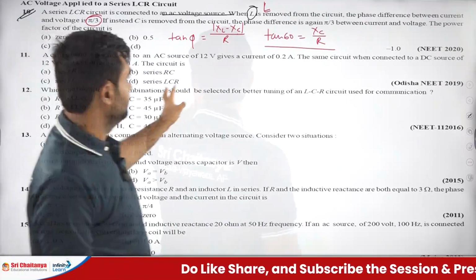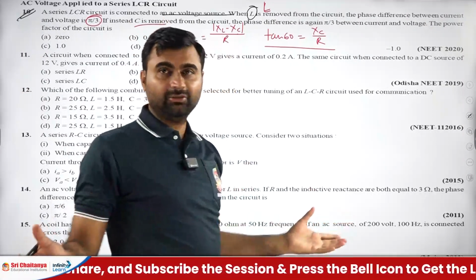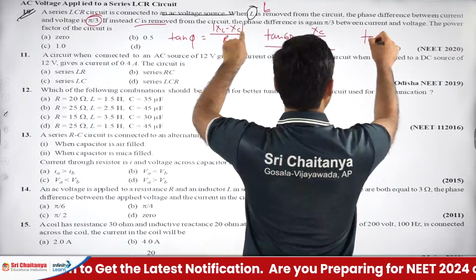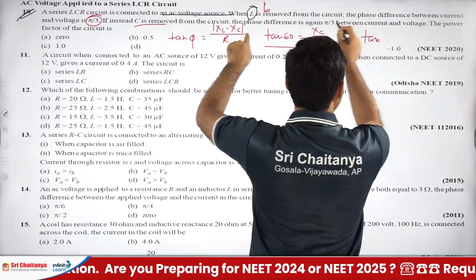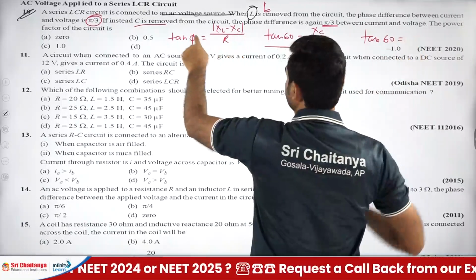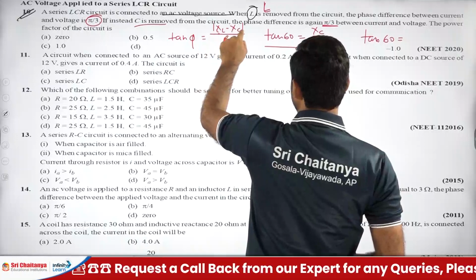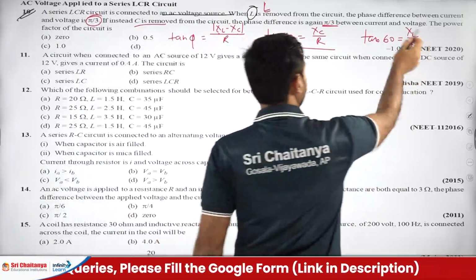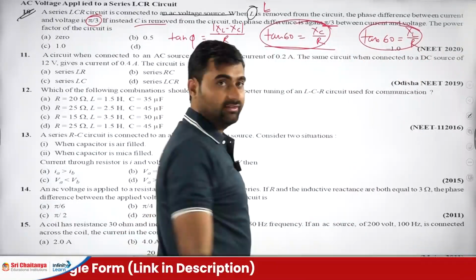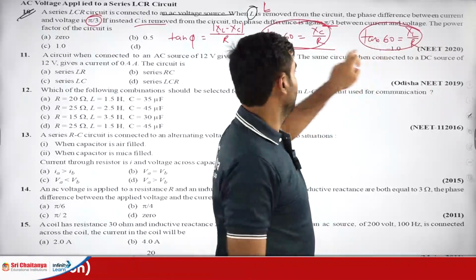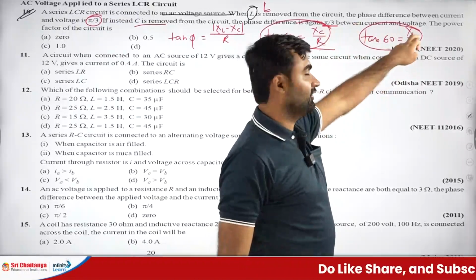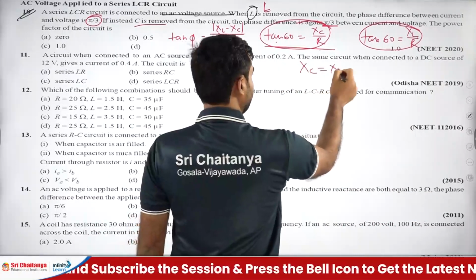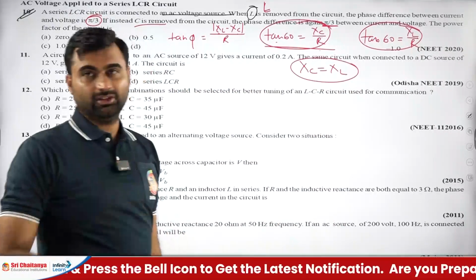Next, if the capacitor is removed, then what is remaining? Inductor is remaining. If the capacitor is removed, then tan phi value is again given. Phi is how much? Pi by 3 means 60. XL is there in the circuit, C is removed. So XL by R. Okay, no problem. So tan 60 equals XL by R, and tan 60 equals XC by R. See, both these terms are the same, R is the same. So XC must be equal to XL. Our conclusion is that XC and XL both are equal.